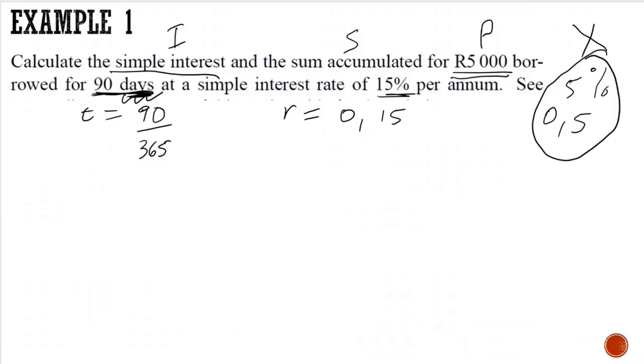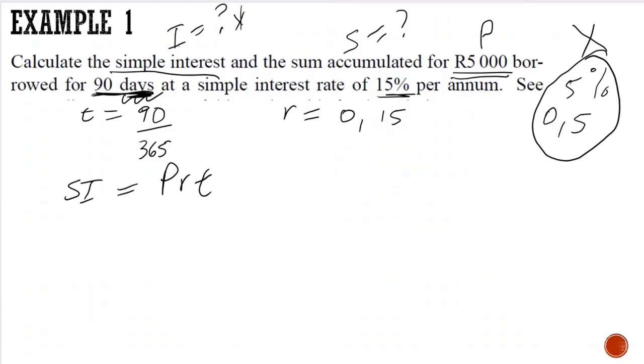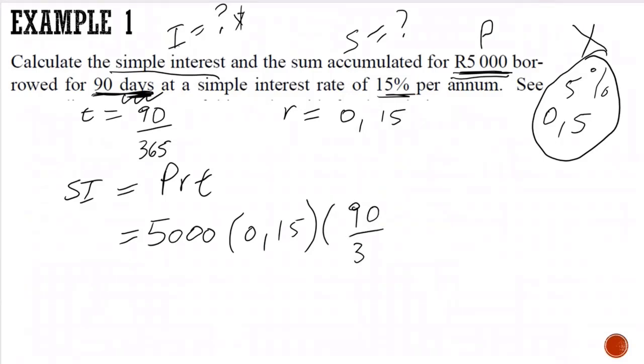We need to calculate two things here. We are calculating the simple interest, and we are also calculating the accumulated amount. So we start with the simple interest formula, which is I is equal to PRT, because we want to first calculate this one. What is your P? It is 5,000. And what is your R? Your R is 0.15. And your time is 90 divided by 365.